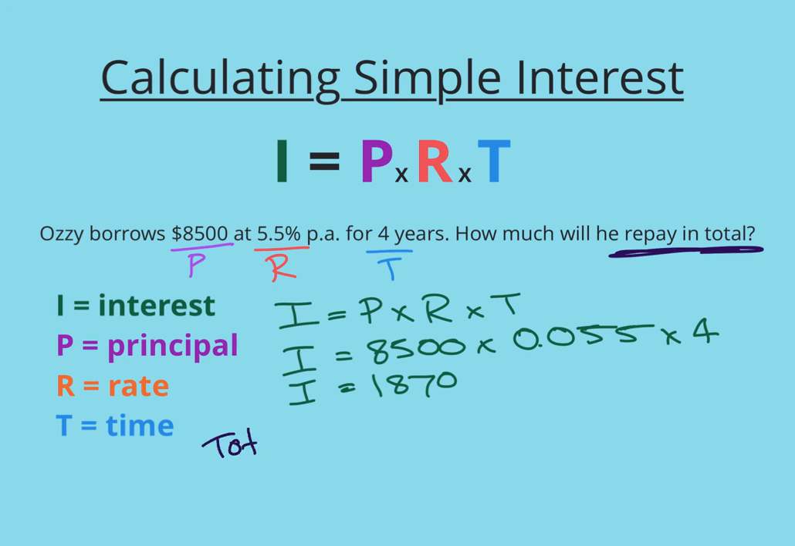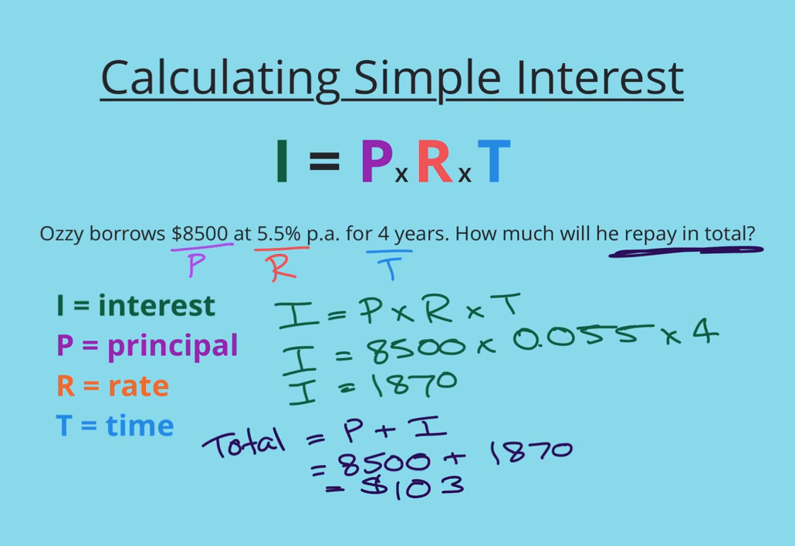So to find the total amount that he'll have to repay, we're going to be adding the principal plus the interest. So the principal was $8,500 and the interest was $1,870. So all up, Aussie's going to be repaying $10,370. So there we have it, everything you need to know about calculating simple interest.